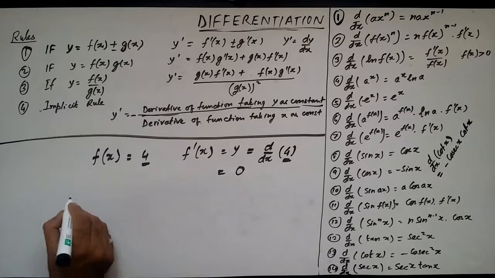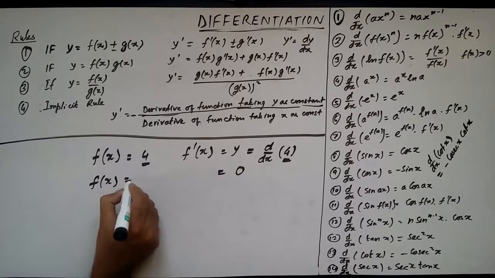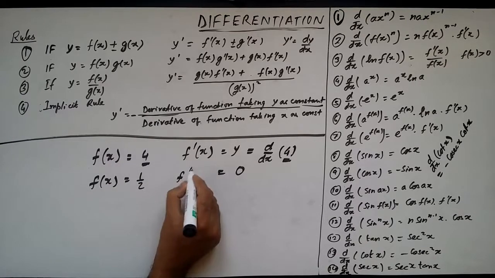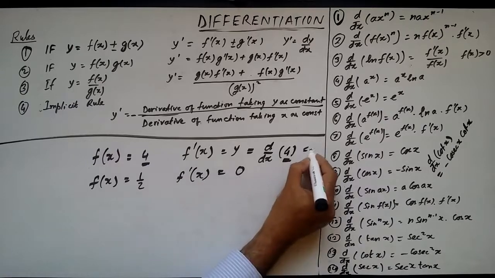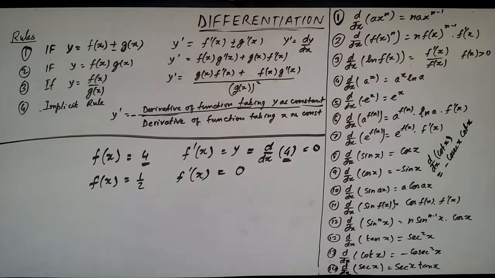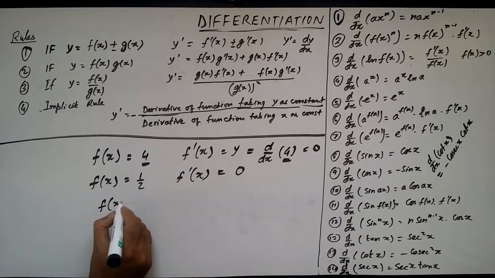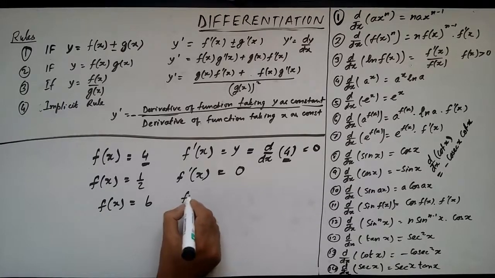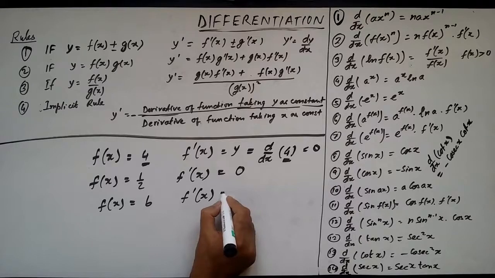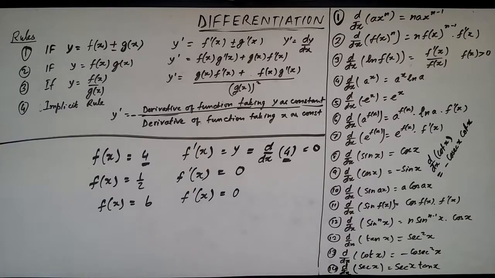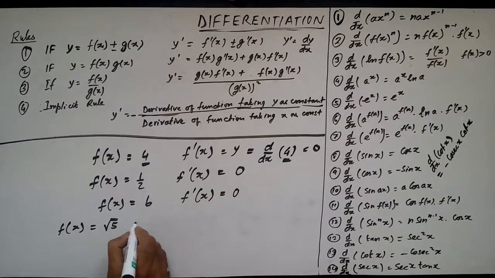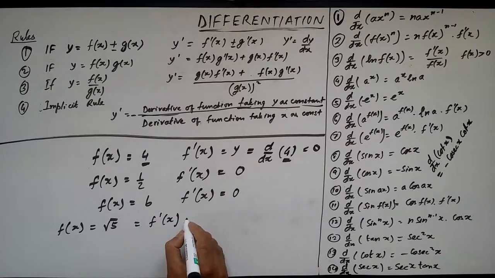Let's take another example. f(x) is equal to half. So what is f'(x) equal to? It is also equal to 0. So we have here, if f(x) is a constant b, then the derivative of that constant is 0 always. Let's take another example. f(x) is equal to root of 5. What is f'(x) equal to? f'(x) is equal to 0.